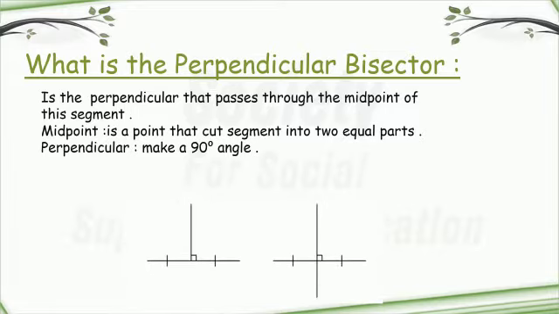Over here we have a midpoint, since this side from here to here is equal to this side from here to here. So this point is a midpoint, and we have a 90-degree angle. So with 90 degrees, we say that we have a perpendicular. So when we have a midpoint and a perpendicular, we have a perpendicular bisector.